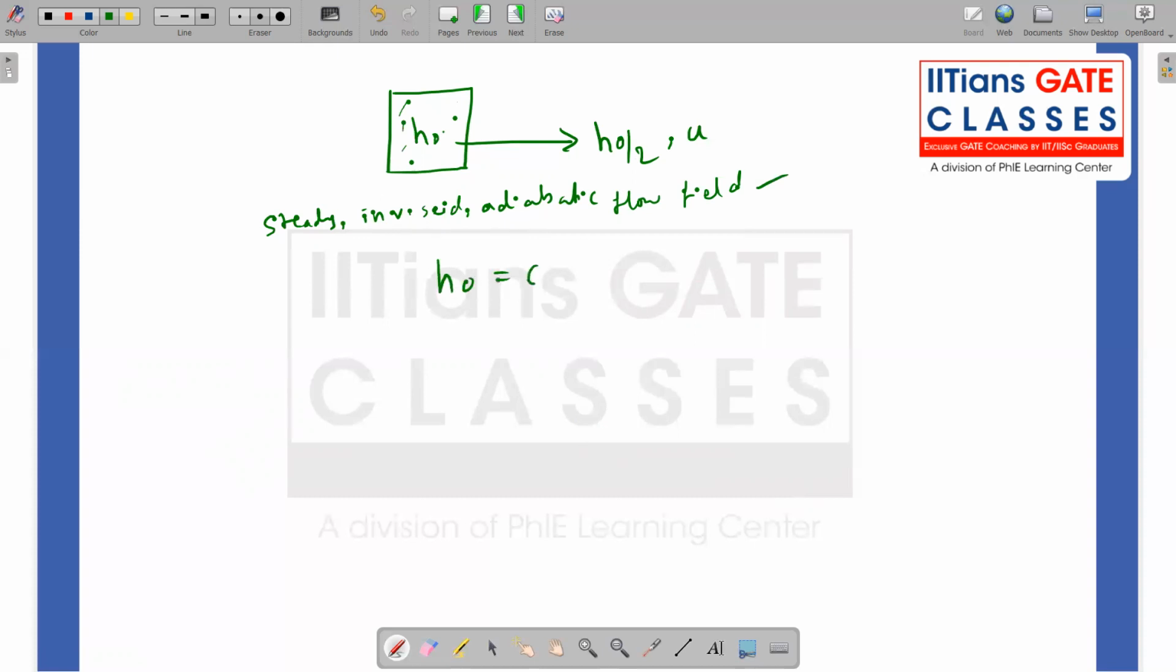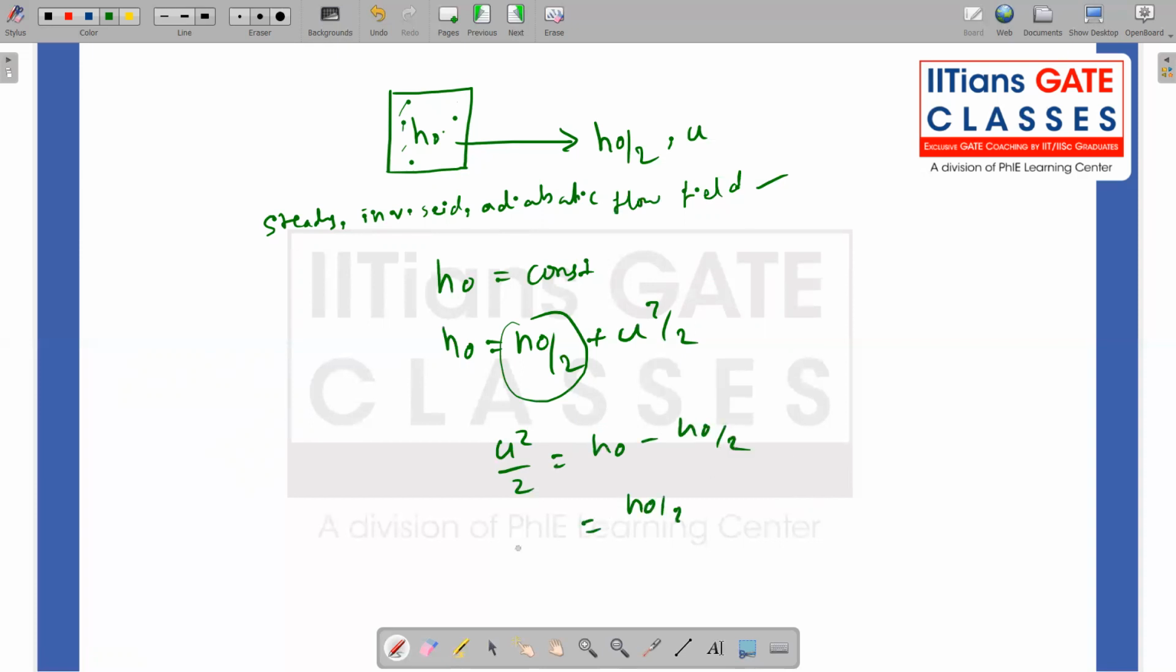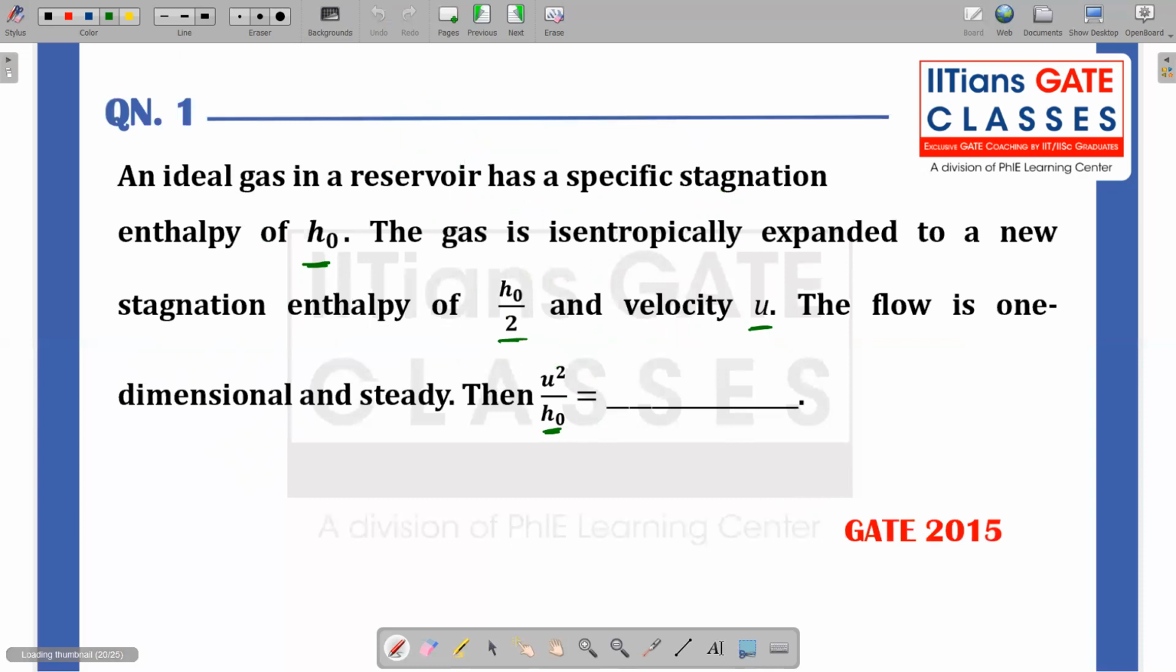I have H naught is equal to constant. So that means H naught is equal to H naught by 2 plus u square by 2, the new state, that is H plus u square by 2. The H is nothing but H naught by 2 as per the condition given in the problem. So that means I have u square by 2 is equal to H naught minus H naught by 2, or H naught by 2 is equal to u square by 2. So the 2 gets cancelled. I have u square by H naught is equal to 1. That is asked in the problem. So the answer for this particular problem is 1. Very simple problem.